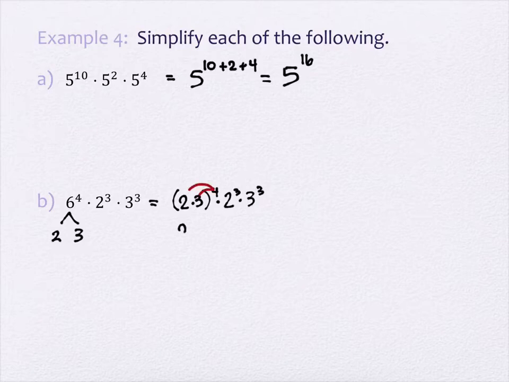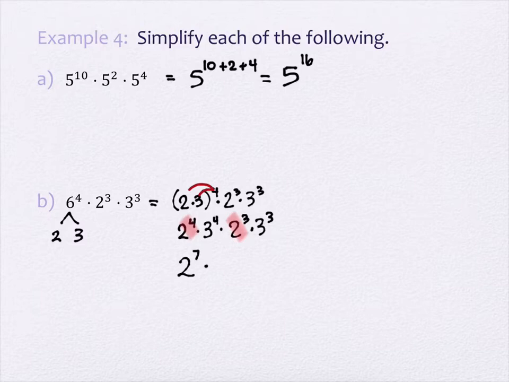So I'm not going to have a single base, but I do have some matching bases now. I have 2 to the 4th, 3 to the 4th, 2 to the 3rd, and 3 to the 3rd. So they don't all match, but some of them do. So I can talk about just the ones that do, base 2 ones. So the base 2s, what will I do with your exponents? Add them. And the base 3s? Add them. So this is one option for an answer.